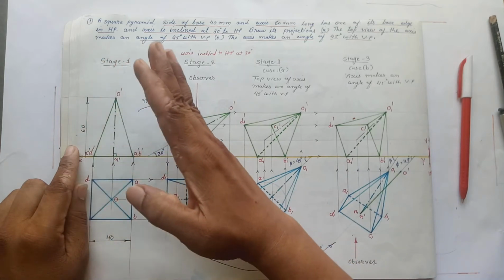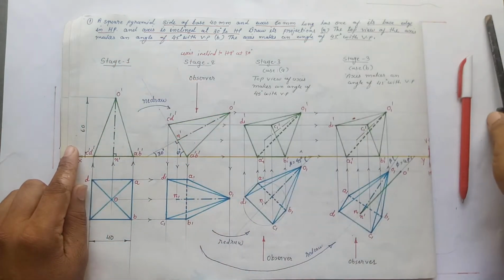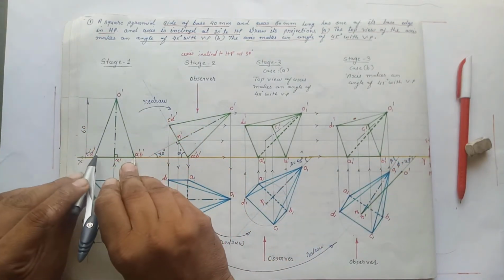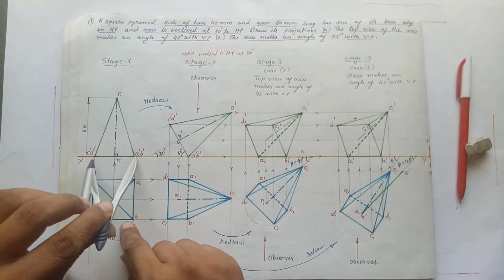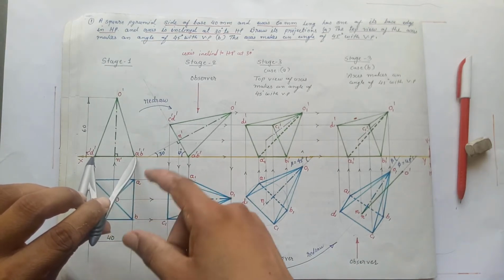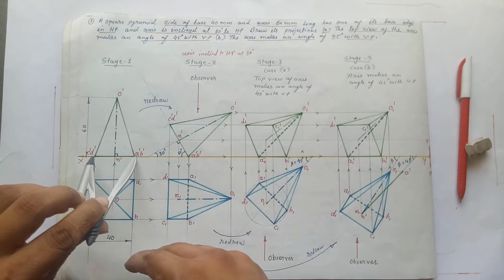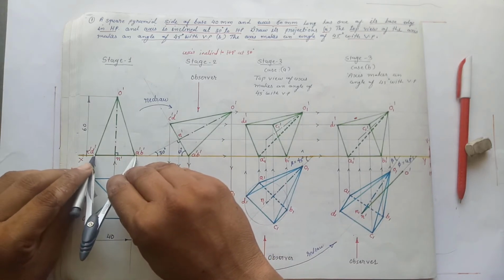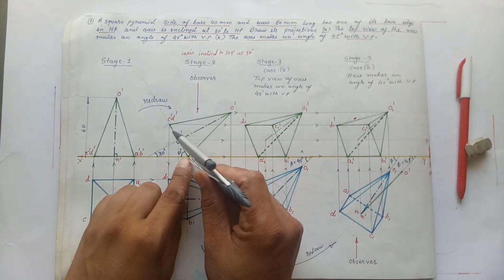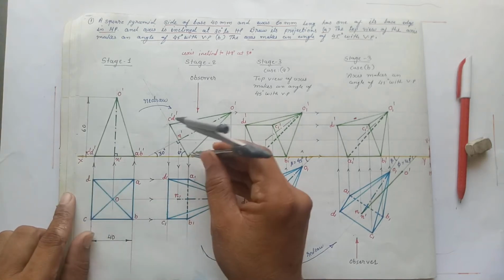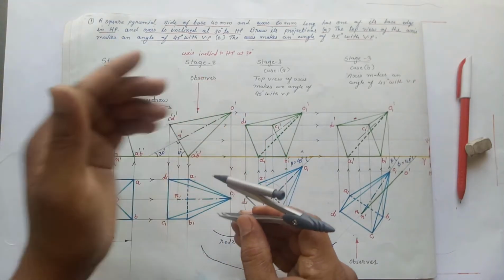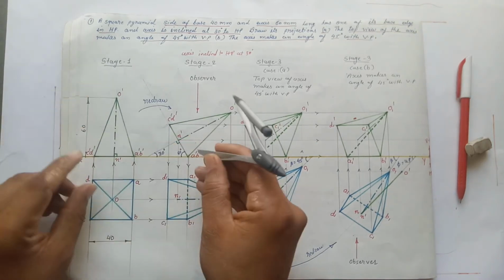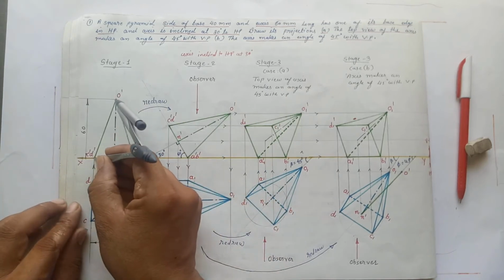So measure the angle of 60 degrees and derive the base by taking A dash B dash on the XY line, because right now our pyramid is resting on base edge AB, and we all know that if any point or any line is on HP, the elevation of that line or point will be on the XY reference line. So right now AB is on HP, so we have to take the elevation A dash B dash on the XY reference line. Measure A dash B dash to C dash, mark C dash, and copy this figure over here by measuring A dash B dash to O dash and C dash D dash to O dash.